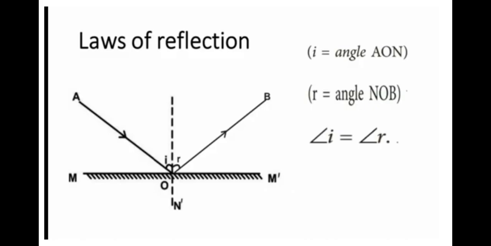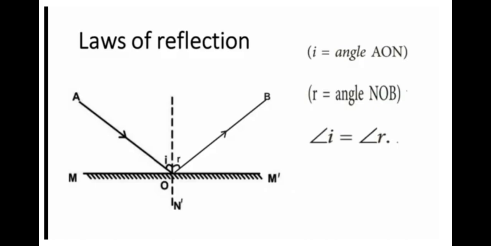Normal line. The angle made by the incident ray with the normal, that is angle I, equal to angle AON, is called the angle of incidence. The reflected ray OB makes an angle R, equal to angle NOB, with the normal, and this is called what? Angle of reflection. From this figure, we can observe that the angle of incidence is equal to the angle of reflection. So we can write angle I is equal to angle R.